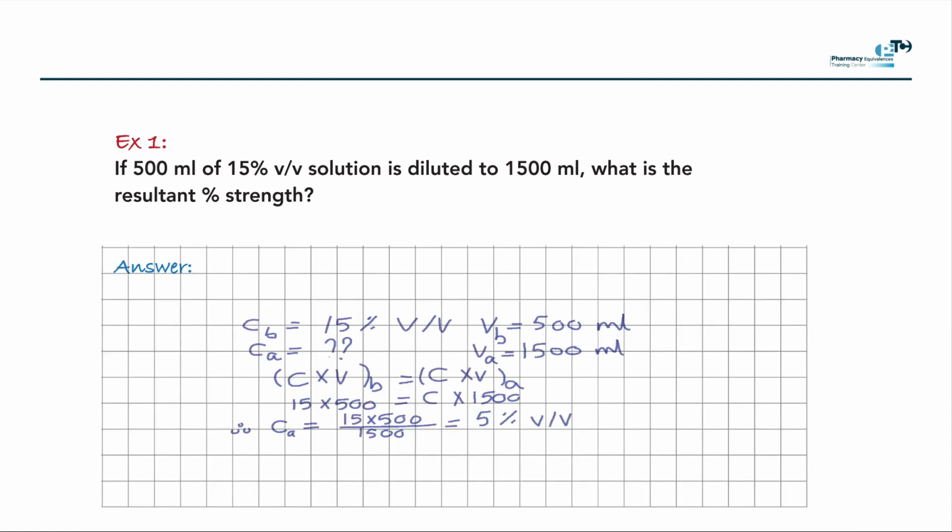To solve this type, firstly, we should know the concentration before, the concentration after, the volume before and the volume after, and which one of these is needed. Here, the concentration before is 15% volume per volume. The concentration after is needed. And the volume before is 500 milliliters and the volume after is 1500 milliliters.